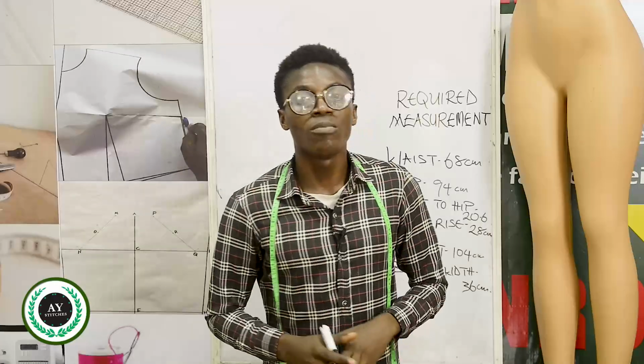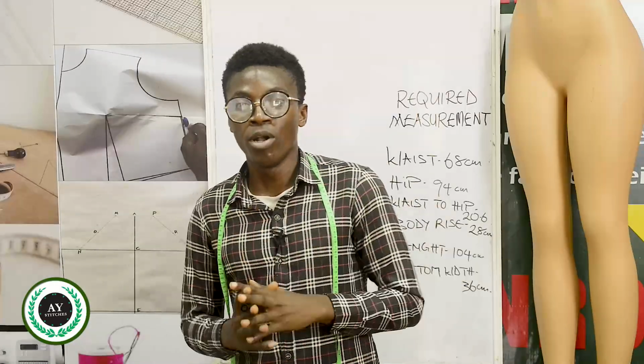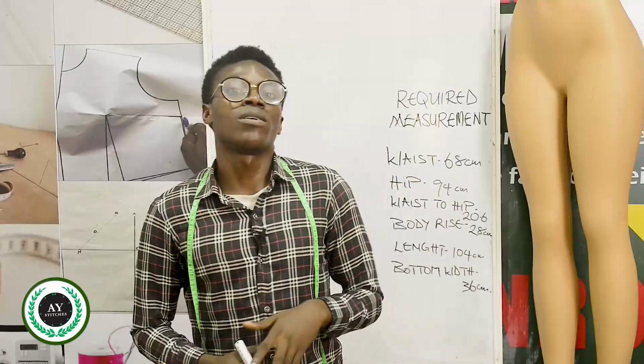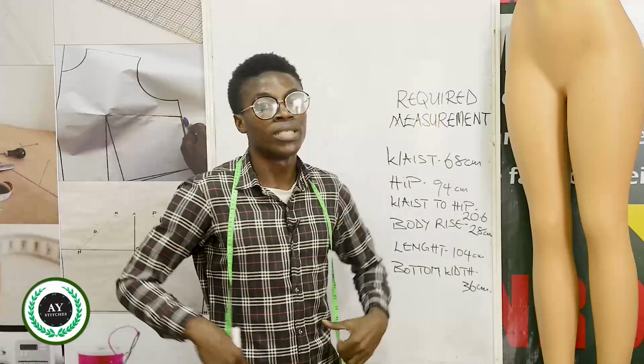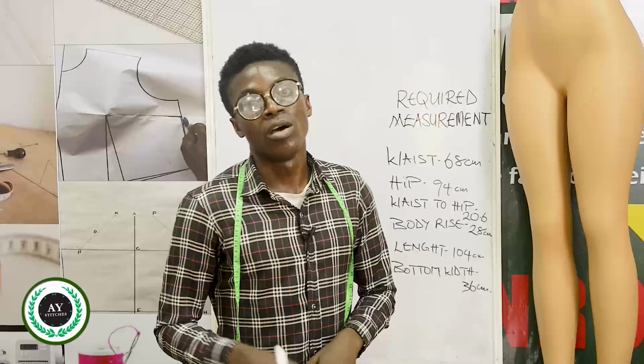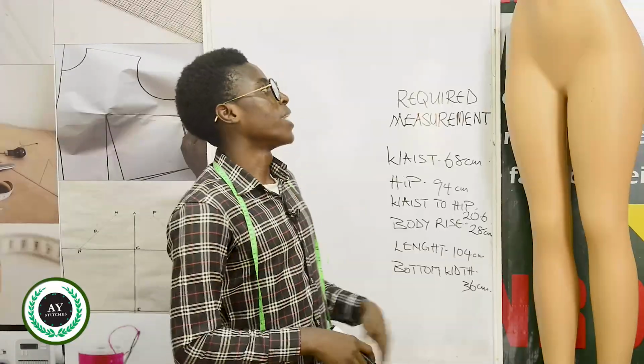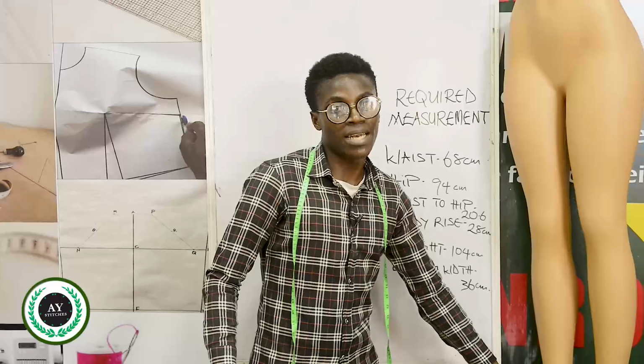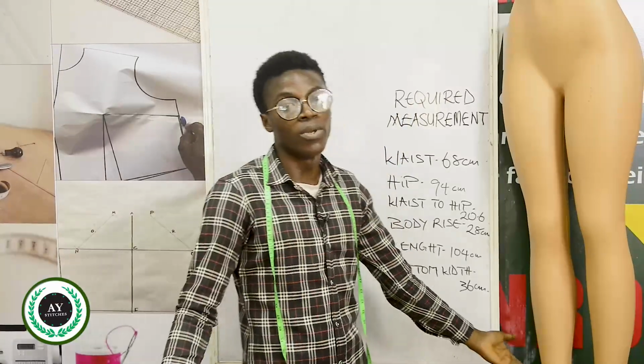In this module we are going to be working with a trouser block pattern. And when we talk about a trouser block pattern, we are talking about a garment that is worn at the bottom part of the body figure. Alright, so from the waist to your desired length, either the floor length or your ankle length.